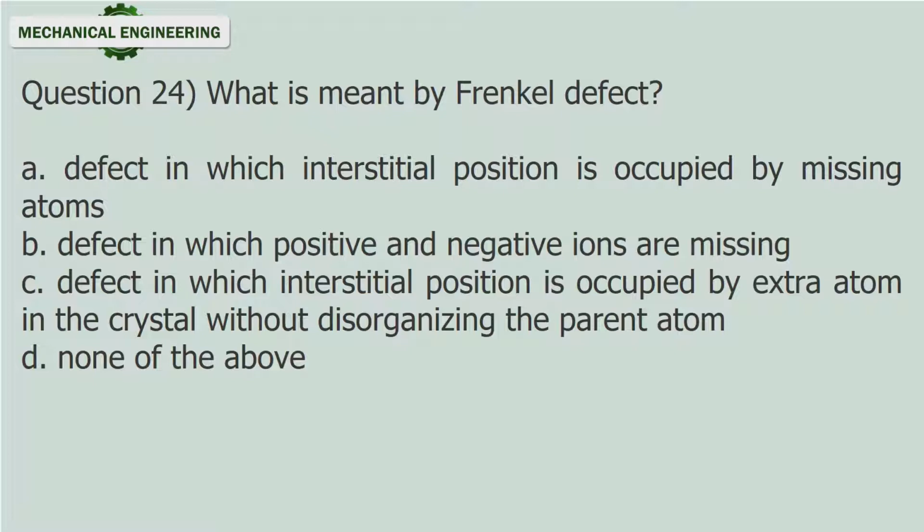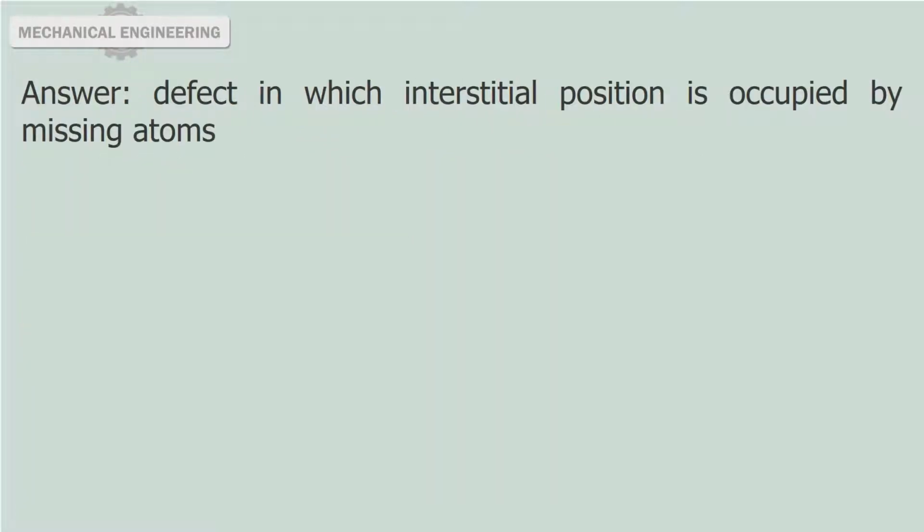Question 24. What is meant by Frenkel defect? A. Defect in which interstitial position is occupied by missing atoms. B. Defect in which positive and negative ions are missing. C. Defect in which interstitial position is occupied by extra atom in the crystal without disorganizing the parent atom. D. None of the above. Answer: Defect in which interstitial position is occupied by missing atoms.